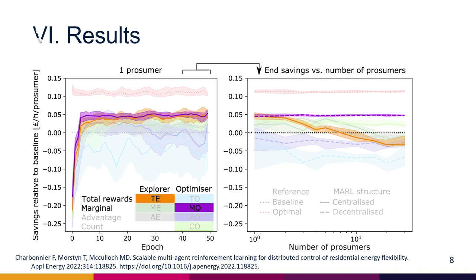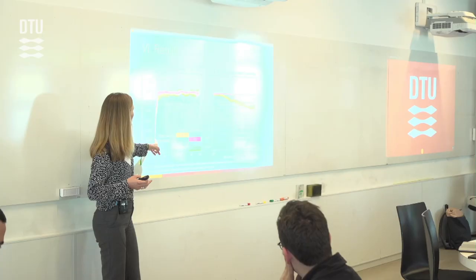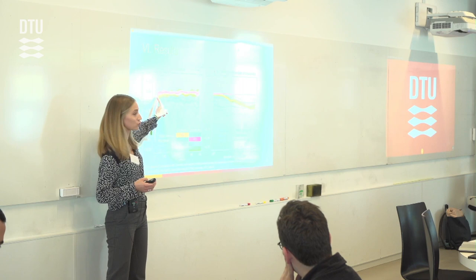Here you can see that at the start, all policies just take random actions while they're exploring because they have no knowledge yet. And that's why it costs you way more for the group to just do random things rather than just being passive. And then gradually learning from experience, they can converge to better results. So that's the one prosumer.